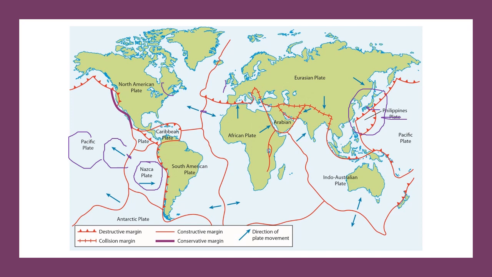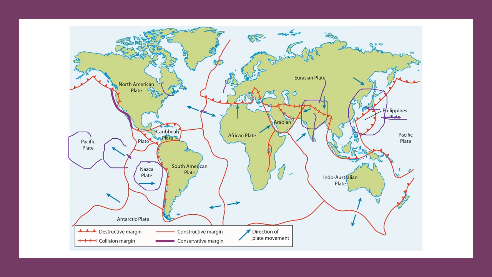Then we've got here what is called a collision margin, and basically we've got continental crust here and continental crust here, both moving together. Now they're of similar ages and densities, so they just collide, and you get features such as the Himalayan mountains, for example, which have formed there.